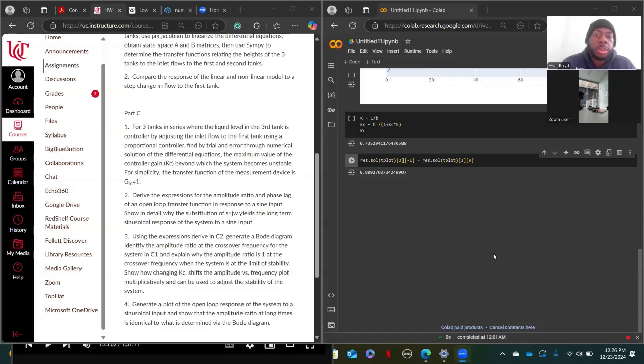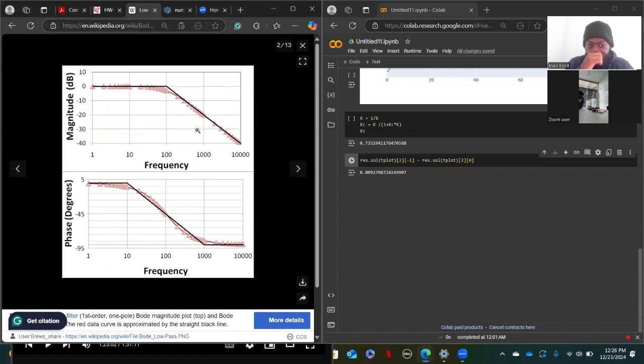Hey everybody, Evan here back with the third part of part C. You remember our last video, we derived our amplitude ratio and our phase lag derivation over on the iPad, and now we're over at Python, where we will be putting what we derived from the iPad and creating our Bode diagram, which will look like this.